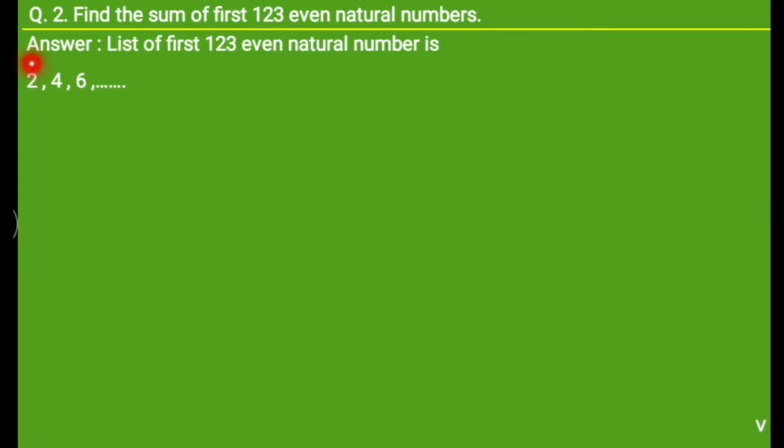Now see question number second. Find the sum of first 123 even natural numbers. So in answer we write list of first 123 even natural numbers. We require sum of first 123 even natural numbers. So we start with 2. So 2 is the first even natural number, then next 4 is the second even natural number, then next is 6, and so on.